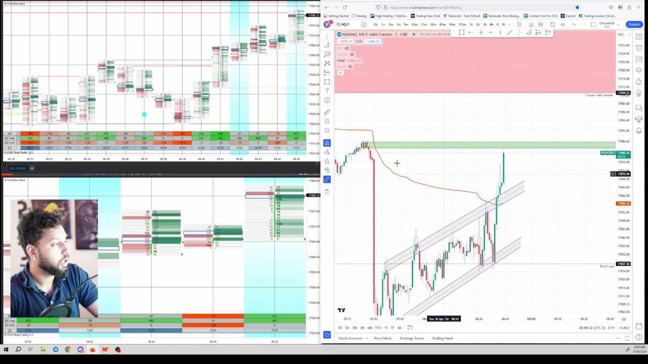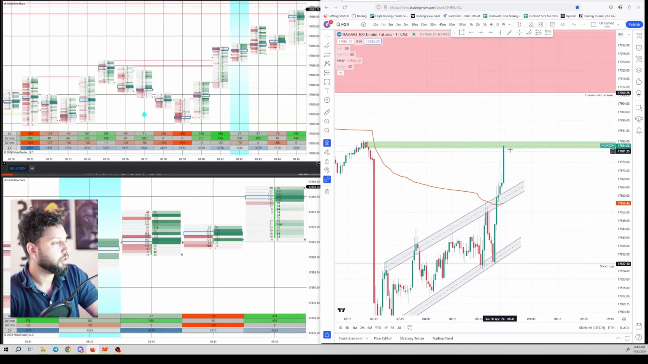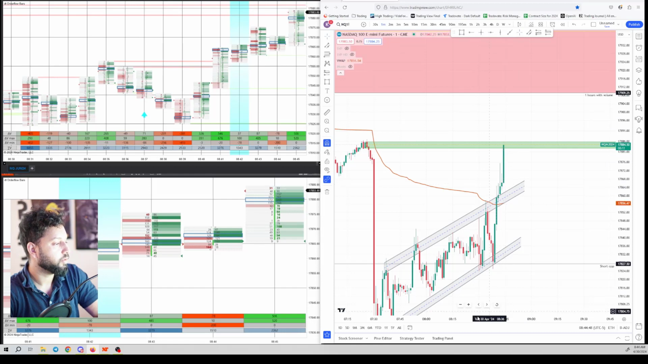Now we can see how the price reacts to this level. Do we get anything? It's the shorter time frame, so I don't have much expectation, but it does have some volume, but it might just break through.